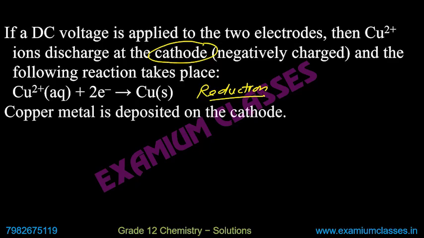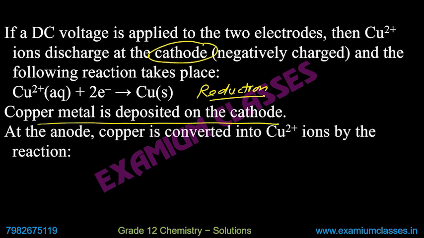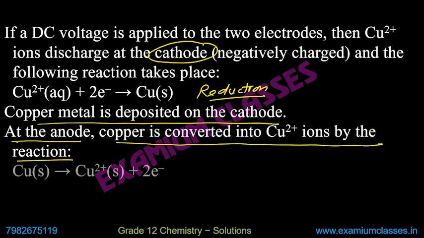Copper metal is deposited on the cathode. At the anode, copper is converted into Cu2+ ions by an oxidation reaction, from 0 oxidation state to +2 oxidation state. So at the anode, there will always be oxidation, and at the cathode, there will always be reduction.